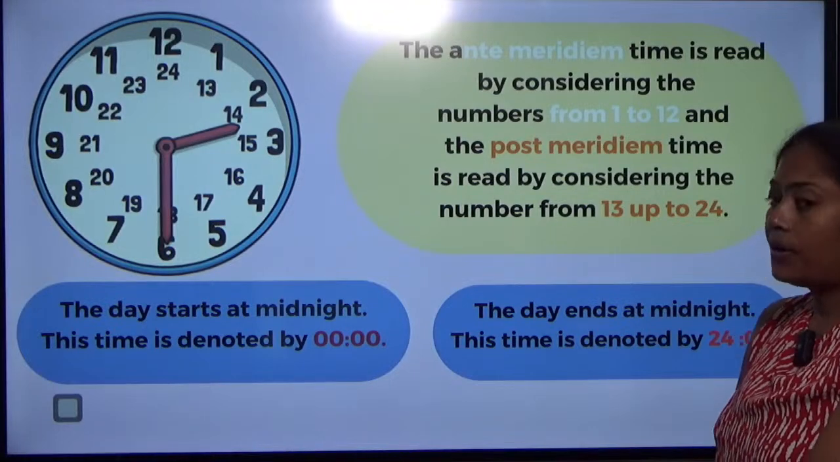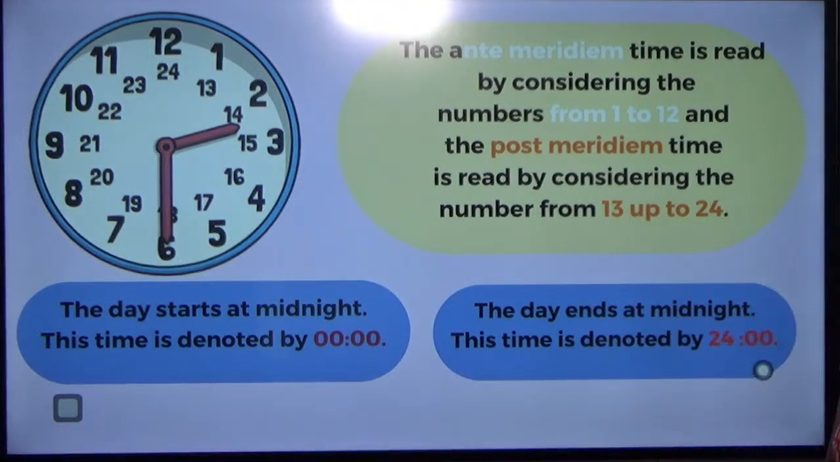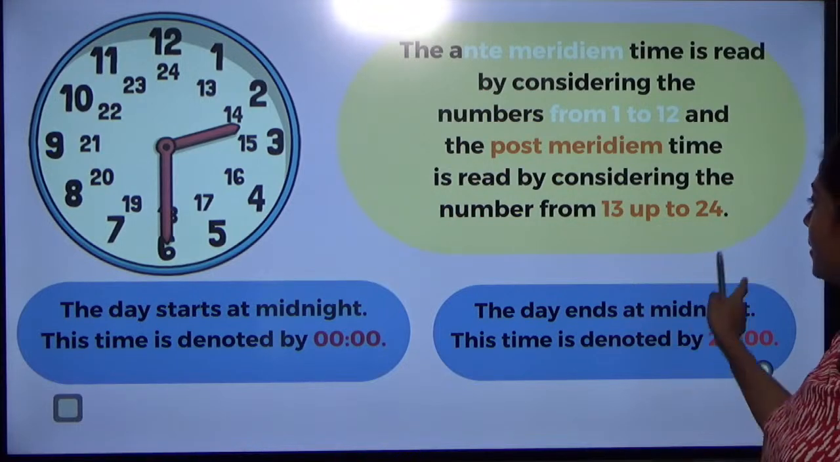Right. Okay. The day ends at midnight. This time is denoted like this: 24 and double dot. Sorry, double zero. Okay. Have you got the idea? Right.